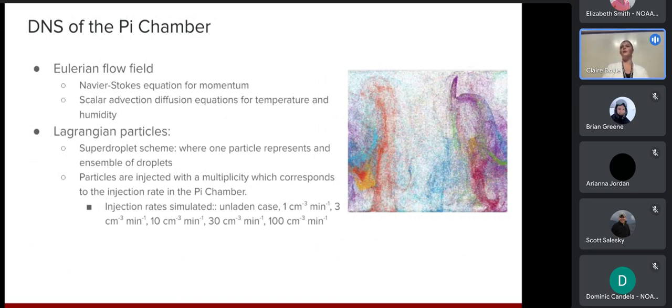Getting into a little bit more detail about what kind of data we get from the DNS, we get both Eulerian and Lagrangian perspectives. The Eulerian solves the Navier-Stokes equation for momentum, as well as both scalar advection diffusion equations for temperature and humidity. And then for our Lagrangian particles, we have a super droplet scheme where one particle represents an ensemble of particles. From this, we can inject the particles into the DNS with a multiplicity, which is just the number that corresponds to how many particles one particle represents. For this case, we've simulated a number of injection rates, but throughout the remainder of the study, we'll be focusing on the 1 per cm³ per minute case.